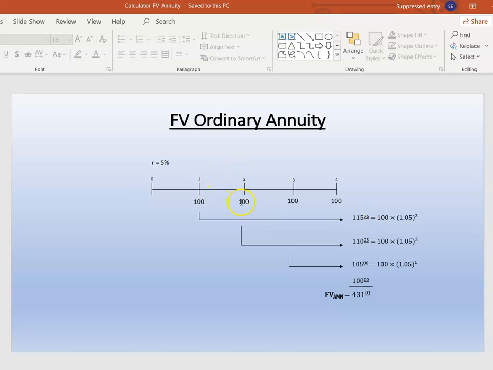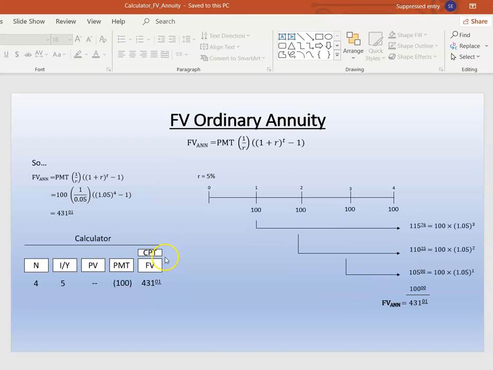Similarly, for the $100 in period 2, you wait for 2 periods to have this future value at year 4. For the $100 in year 3, you wait for 1 period to have this future value in year 4. Then you aggregate them together, and you get this future value of the annuity. It is $431.01. This future value of the annuity is the sum of the future values of the cash flow at each time point.